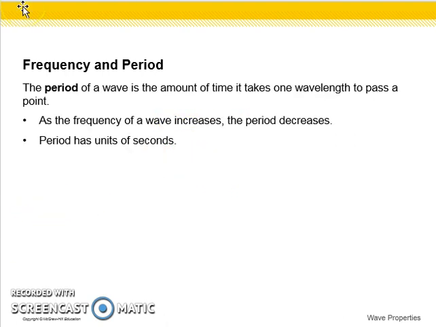And speaking of frequency and period, you do have some more vocabulary words. Here's one of them. The period of a wave is the amount of time it takes one wavelength to pass a point. So the bullet point under that needs to be, as the frequency of a wave increases, the period decreases. And periods have units of seconds.